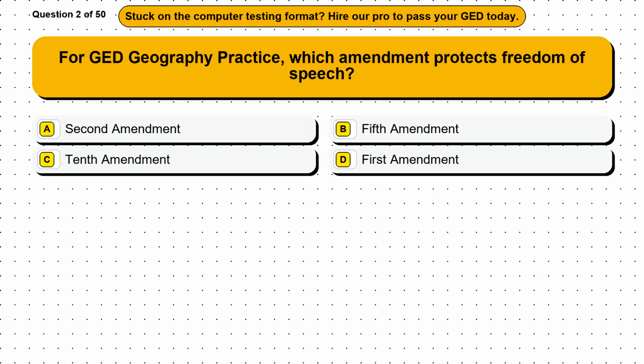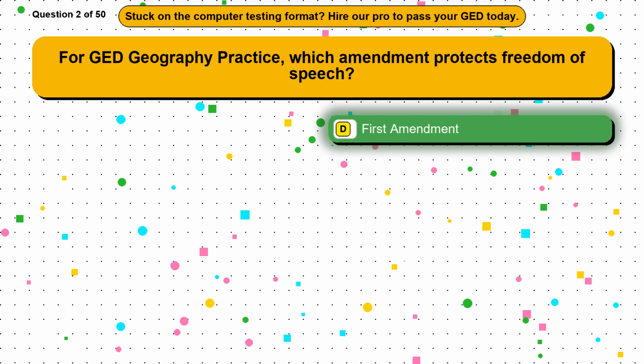Question 2. For GED Geography Practice, which amendment protects freedom of speech? Option A. Second Amendment. Option B, Fifth Amendment. Option C, 10th Amendment. Option D, First Amendment. The correct answer is option D, First Amendment.